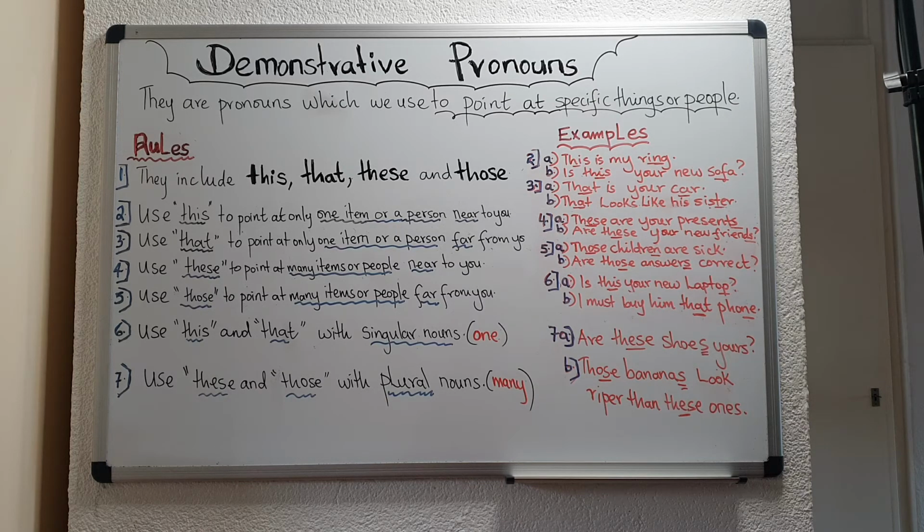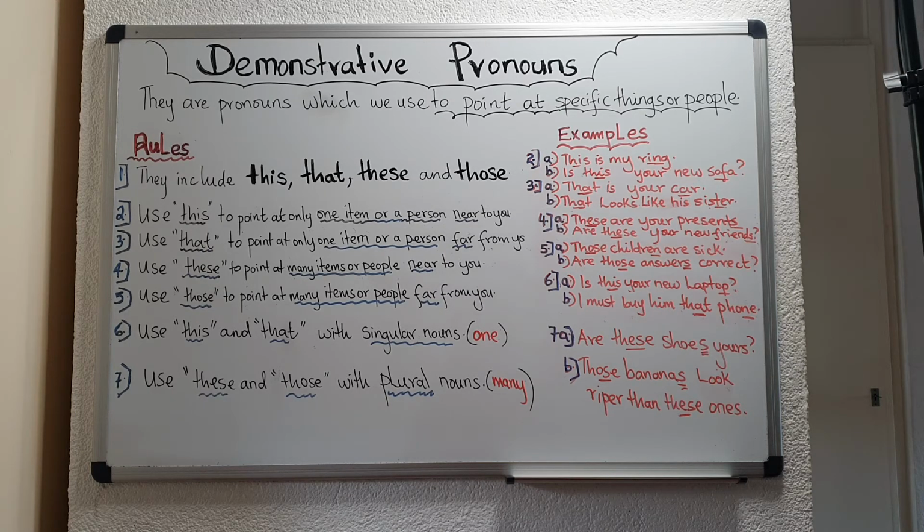Now, rule number 6. Use this and that with singular nouns. And what that simply means is that use this and that with one item or one person. So from rule number 2, 3, 4, and 5, you should have concluded by now that you use this and that with singular nouns, meaning one item or one person. Look at examples 6a and b on the right.